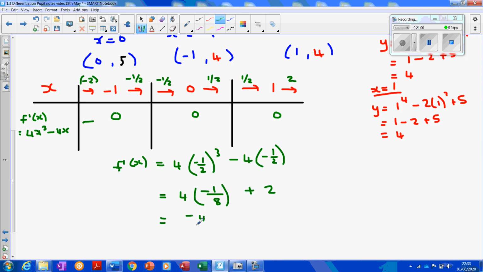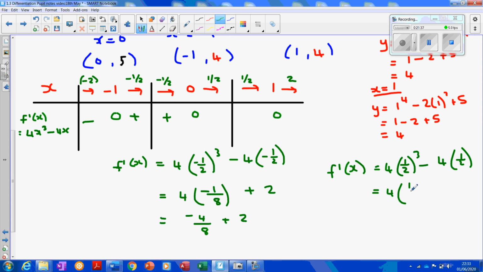Right, so this wee bit here would be minus 4. 4 times minus an eighth is minus 4/8. That's the same as minus a half. So minus a half plus 2, that's going to be positive. And that makes that positive. Okay, right, now we'll do it when x is a half. So f dash x would be 4 times a half to the power of 3, minus 4 times a half. So a half to the power of 3 is going to again be 1 over 2 2s are 4, 4 2s are 8, minus 4 times a half is going to be minus 2.